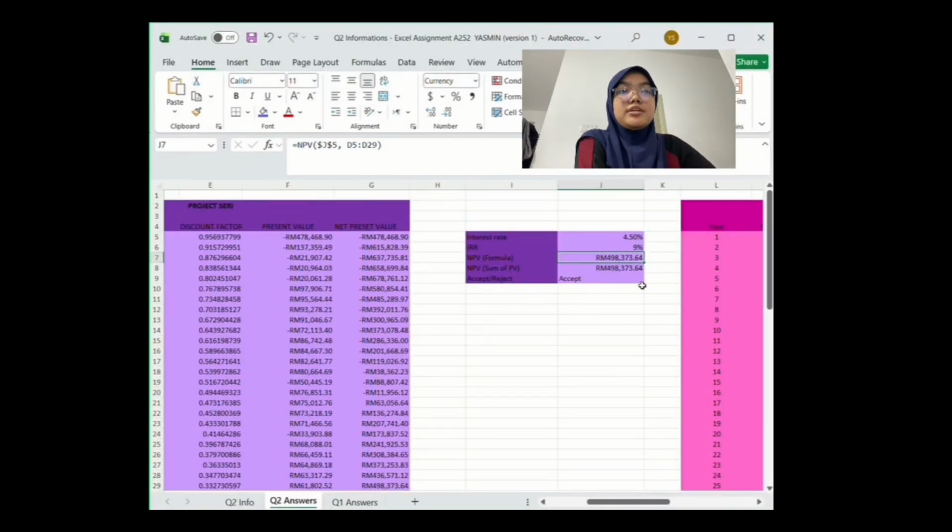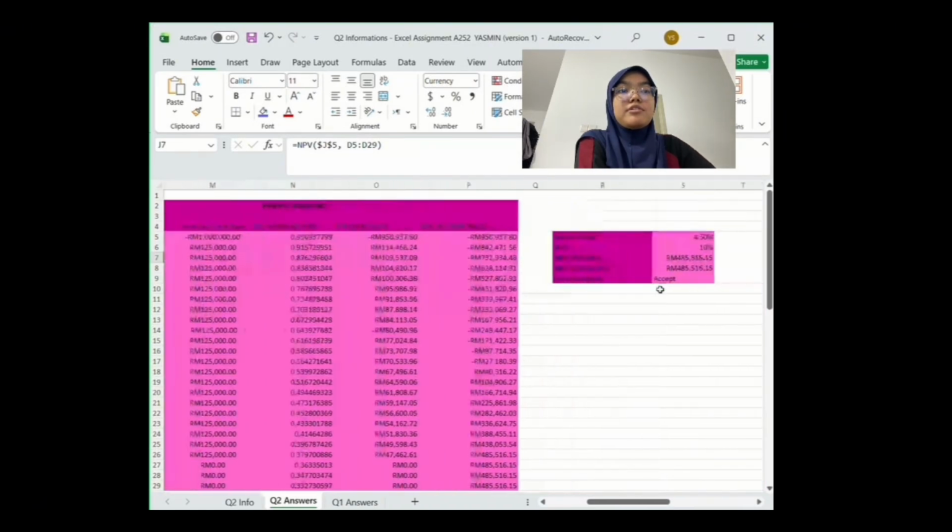For Project Seri, the net present value comes out to RM498,373.64. For Project Vakavali, the net present value comes out to RM485,516.15. Because both numbers are positive, both investments are financially viable and would add value to the enterprise. Even so, Project Seri delivers the higher overall NPV. This proves that Project Seri adds greater total financial value over the long run.